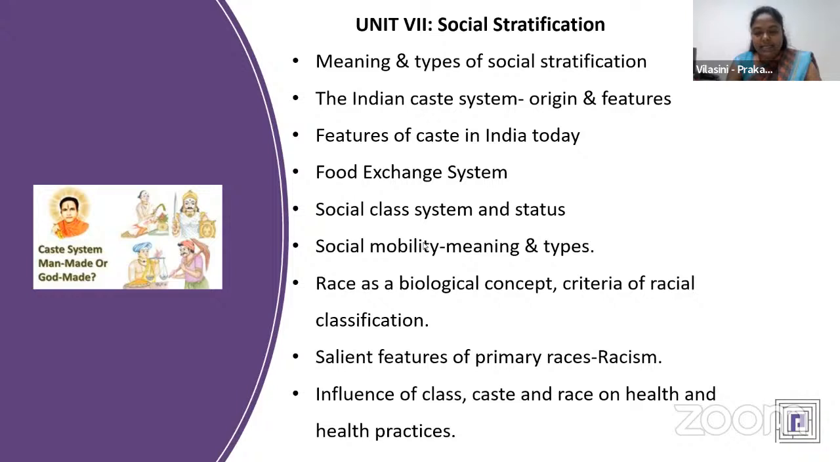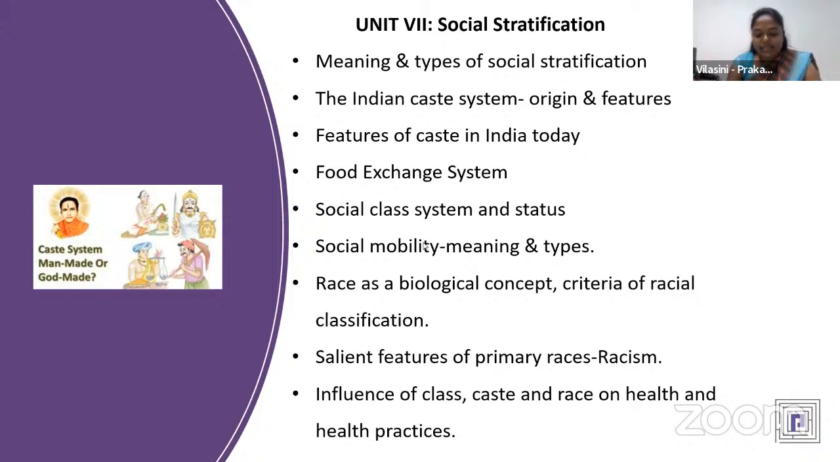Same physical characteristics. So if you see the classification of races, it depends upon the color of the skin, color of the hair, color of the eyes, and stature of the body and structure of the head. This is the classification. Now we'll see the salient features of primary races. So there are mainly three primary races.